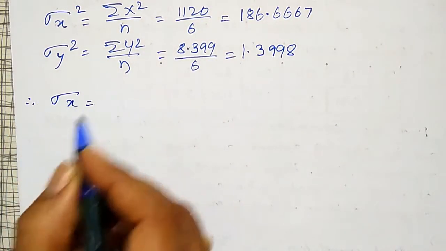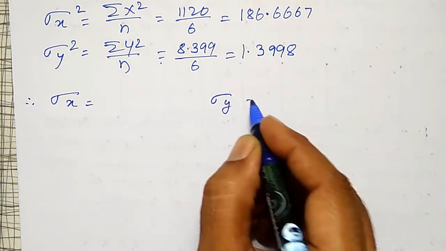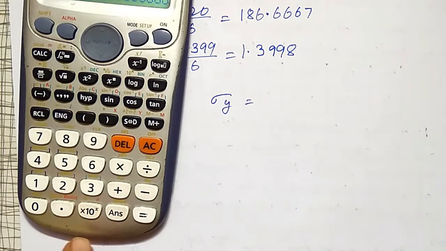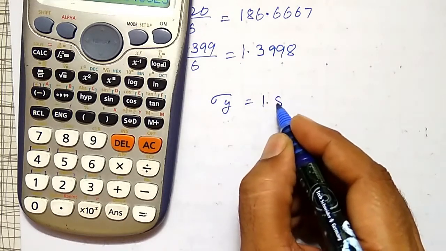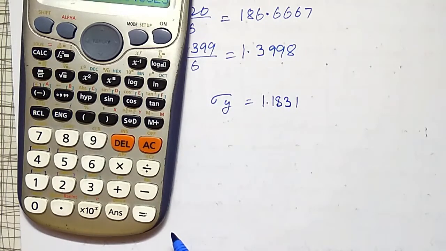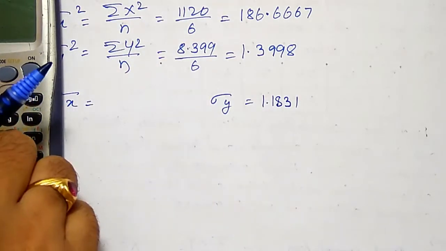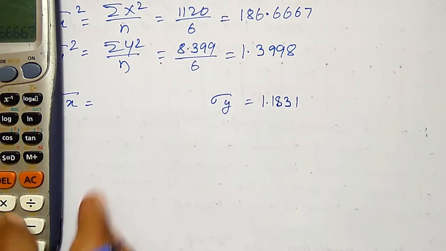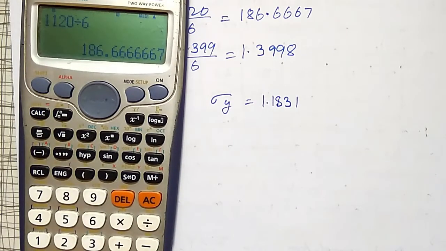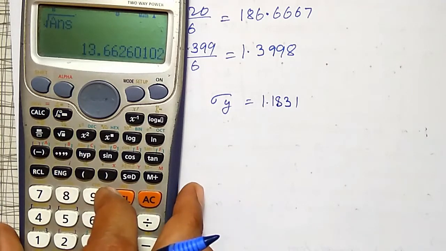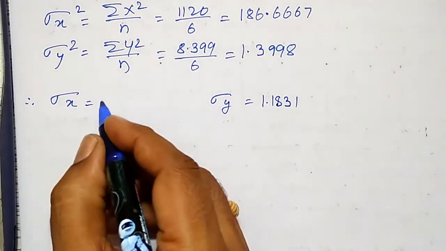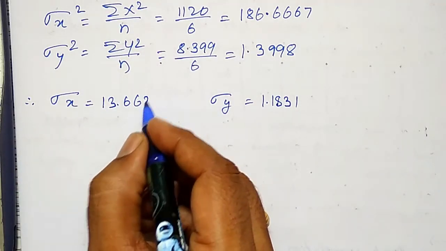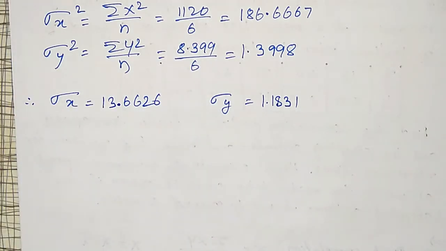Using them, I can find their square roots. Therefore sigma y is the square root of that answer, that is 1.1831. Similarly, sigma x is the square root of 186.6667, and the square root of the answer comes out to be 13.6626.